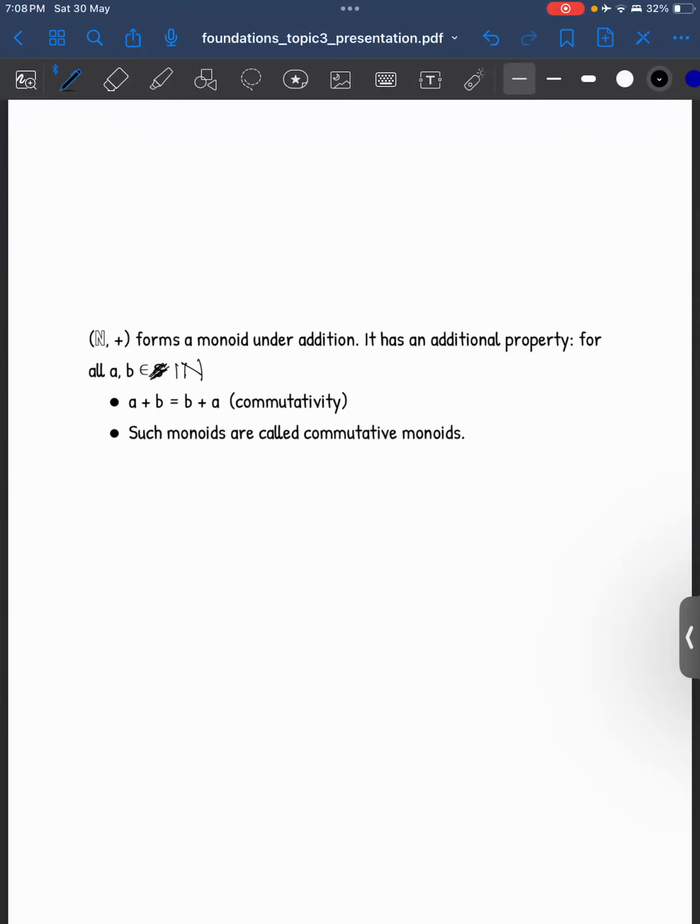That is, when this happens, we say that the binary operation is commutative. Specifically, both the ordered tuples A comma B and B comma A map to the same element.